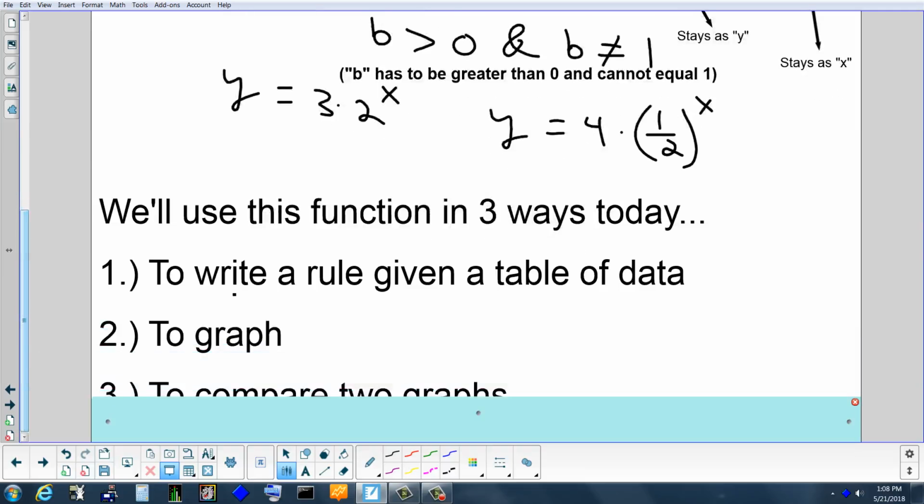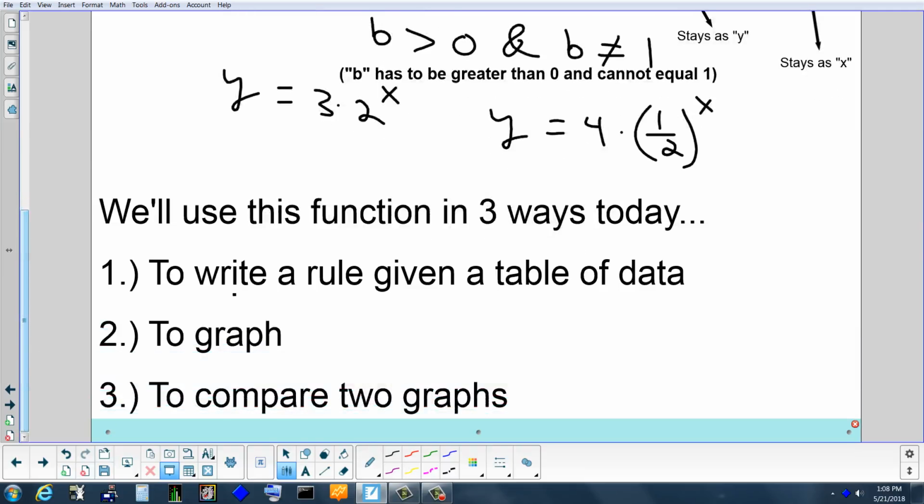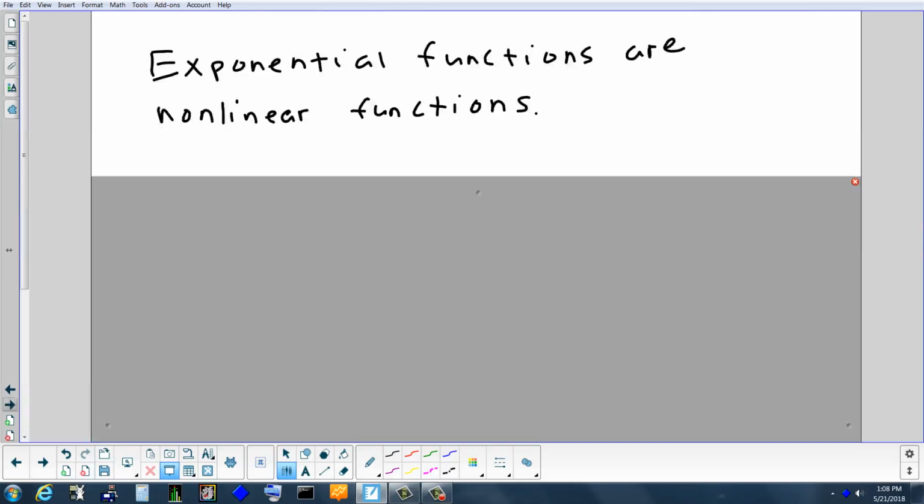We've done the giant y equals. Third thing is we'll give you a graph, and we'll say, okay, compare this graph to this graph based on what's written there. All right, so that's the three ways we're going to use that function today. Compare. Even though I hate graphing, it makes me.